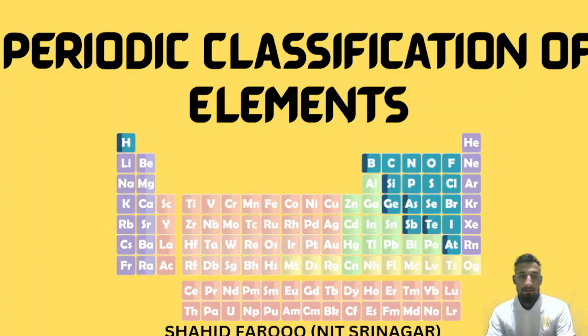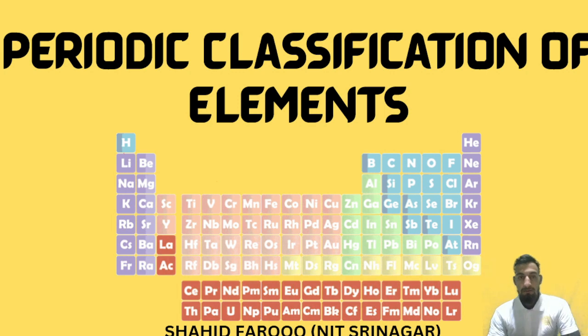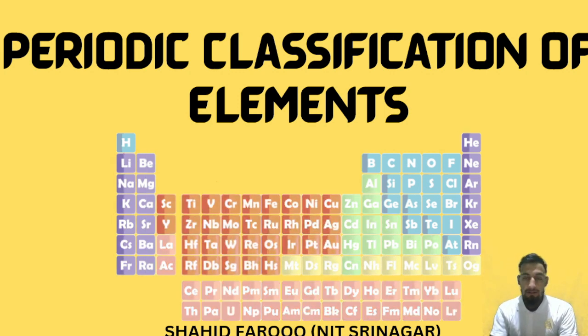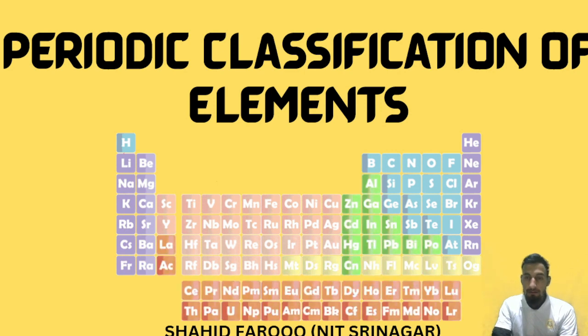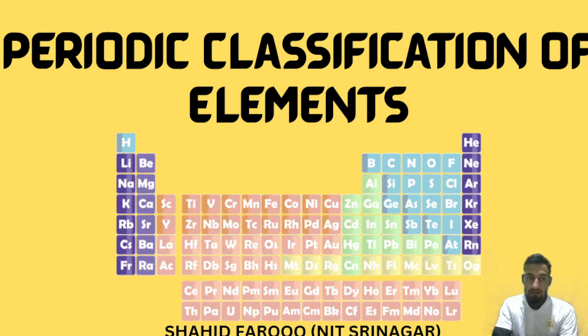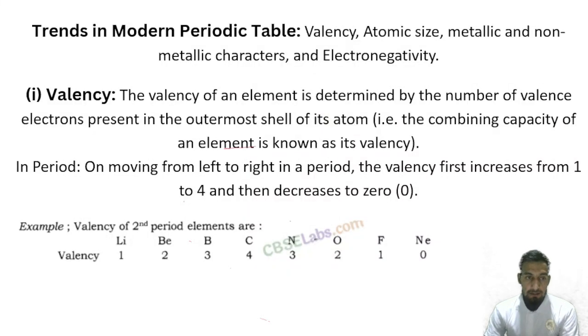Here we will be taking the second part of this chapter, that is periodic classification of elements. Till now we have covered all the basics of this chapter and the attempts that were made to classify the elements that were present. And finally we made it to the modern periodic table, which was given by Henry Moseley, and that was based on atomic number.